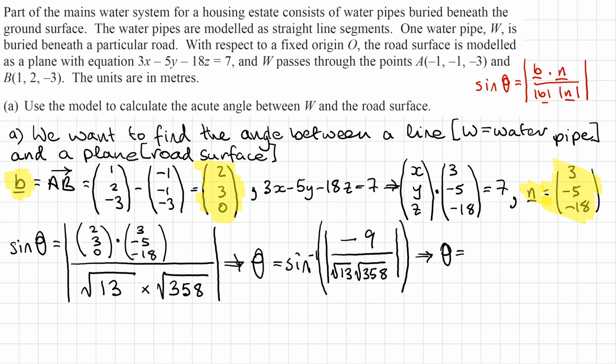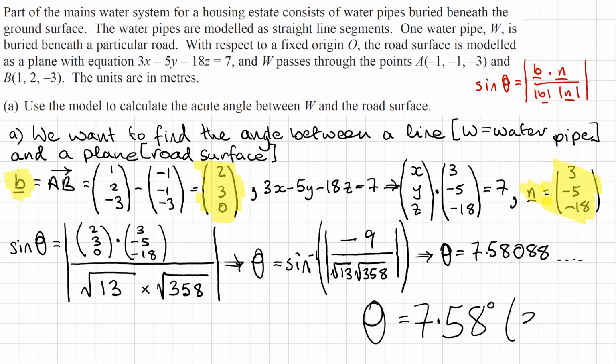So theta in degrees, 7.58088 and so on. So we want a sensible answer. I wouldn't round to the nearest degree, that's too much, so we'll go for our normal 3 significant figures. So theta equals 7.58 degrees to 3 significant figures.